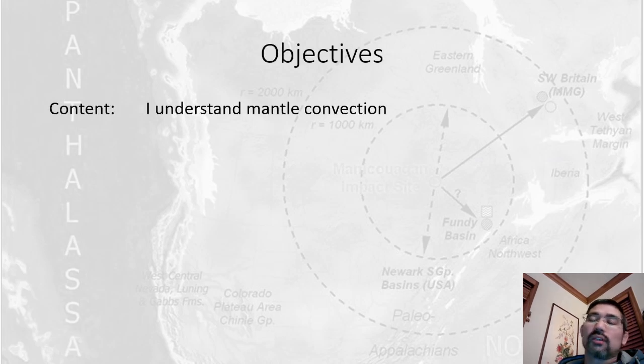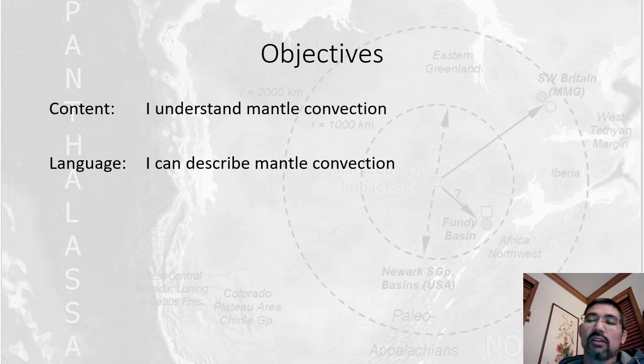Our objectives for today are pretty simple. Number one, I can understand mantle convection. That's our content objective. And for our language objective, it's that you can simply describe what mantle convection is. Keywords, we got 3 of them. The first is equilibrium. Second is convection. And the last one is fracture.